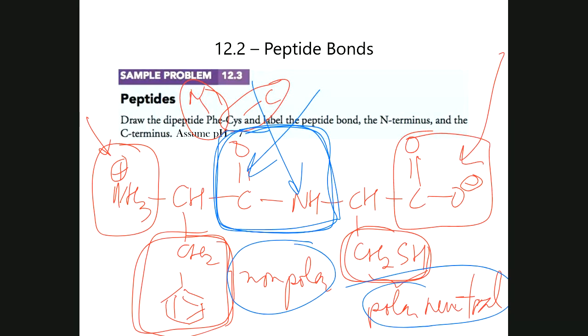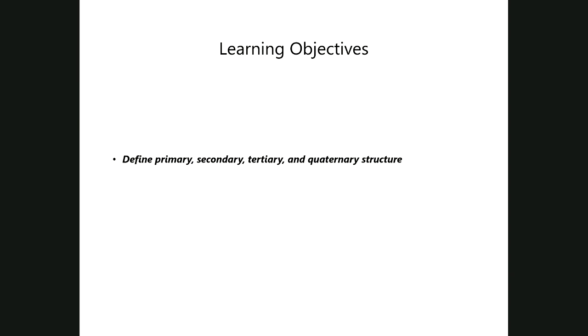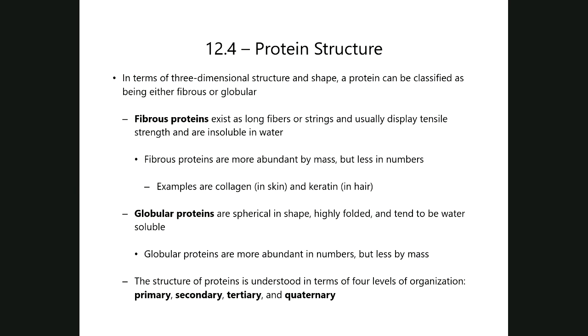All right, so now we're going to talk about the different levels of structure that a protein can attain. So I already alluded to primary structure. We're going to talk about secondary, tertiary, and quaternary structure, which are the different levels of structural arrangement in proteins. So let's start defining these different levels. Before we do that, we're going to talk a little bit about some other levels of classification of proteins.